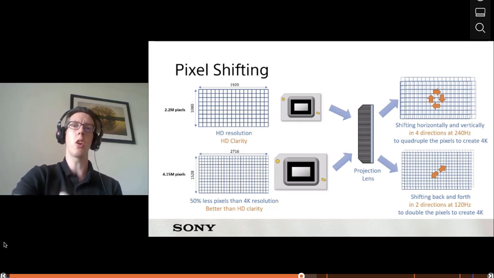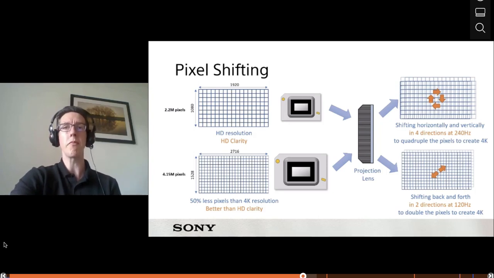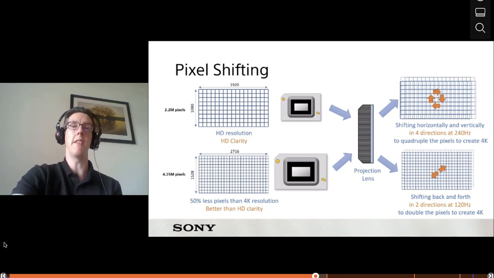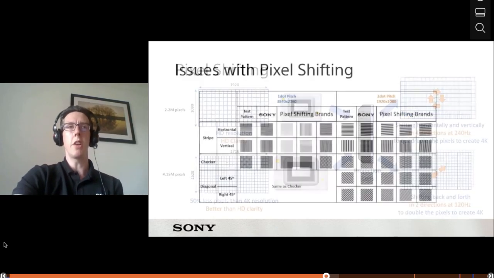Essentially, you're utilizing a more cost-effective panel technology, and you're shifting it very, very quickly to enhance or simulate a 4K image on screen. This is a way of making your device compatible with a 4K signal, even if you haven't got the panel technology to show it natively. And to be honest, the technology to be able to do this is pretty cool. Being able to move something this fast, this accurately at that frequency, to deliver an enhanced image is amazing technology. But it does come with compromises when it comes to clarity on screen. So let's take a look at that in a bit more detail.